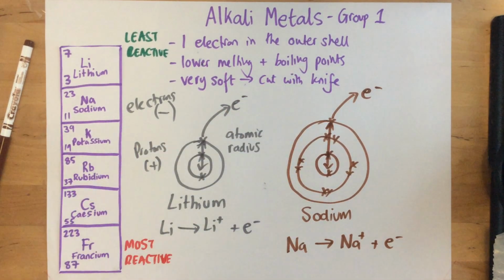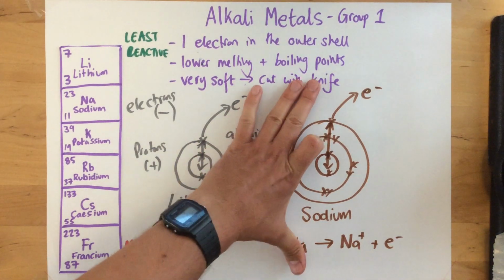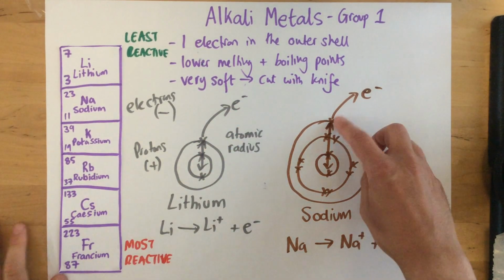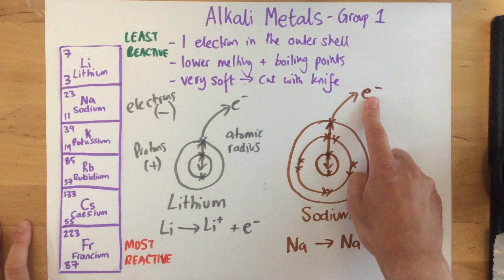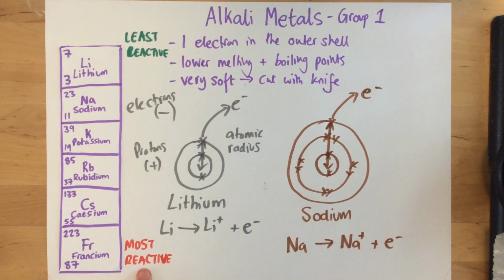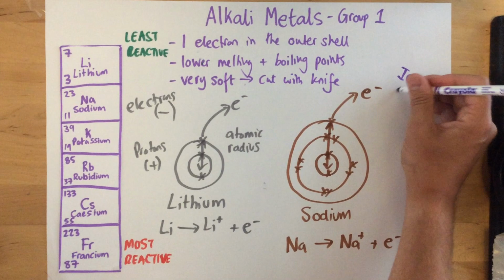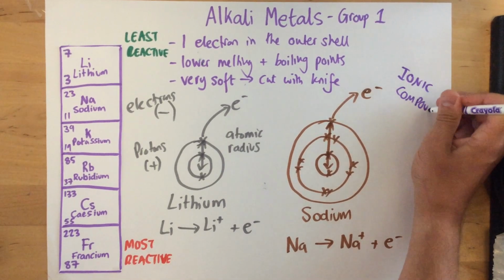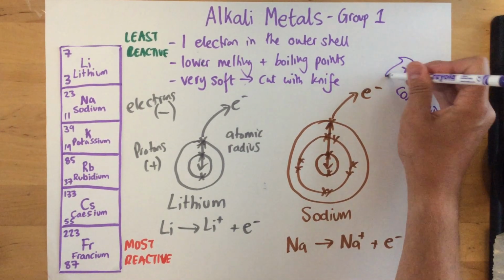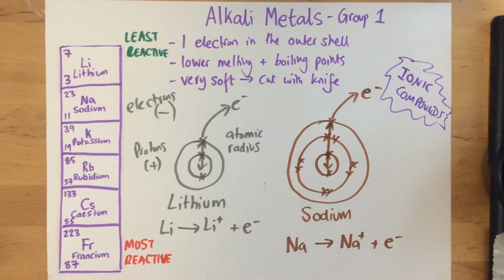And remember, as you go down the group, that atomic radius is going to get bigger and bigger and bigger. So it's become easier and easier and easier to lose that electron. Therefore, the bottom ones are much, much more reactive. So this is why these alkali metals form parts of ionic compounds, because they lose that outer electron.